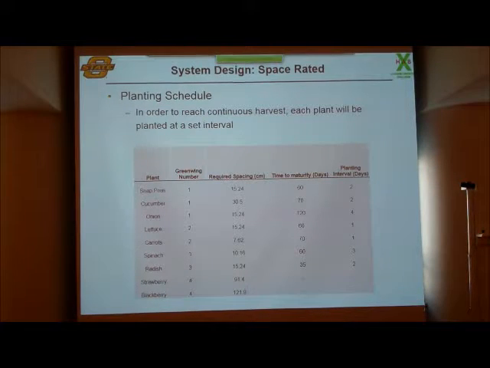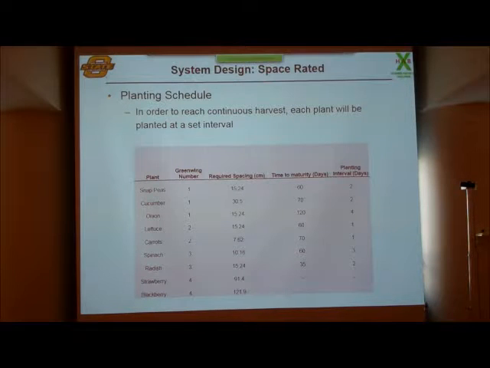So you can see here, we have a planting interval of, for example, with snap peas. Every 2 days, we'll plant one snap pea. And then after the 60 days from the first planting, we'll harvest snap peas every 2 days as well. So this was a good way to optimize the production of our system. And when we calculated these, we assumed a death rate of 40%, which is relatively high for crops. So we should have some excess, hopefully.